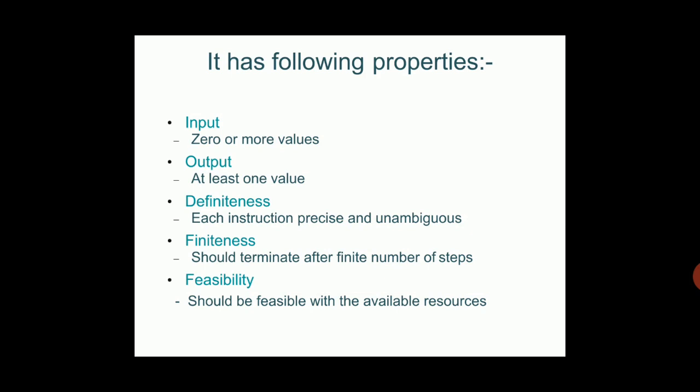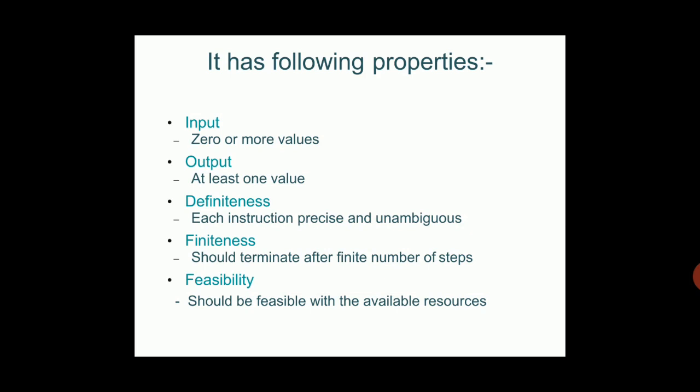First property: these are the characteristics, at least five characteristics of the algorithm that we will discuss here. First is input. If we want to find some solution, then we will put in some input, like zero or more values or words, into your machine and find the output.